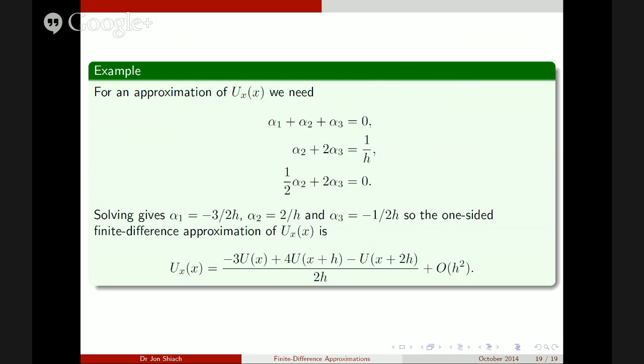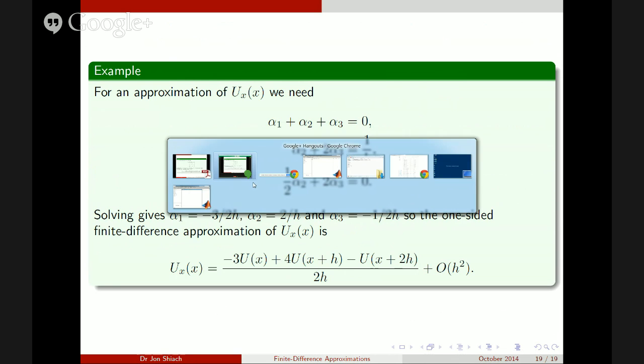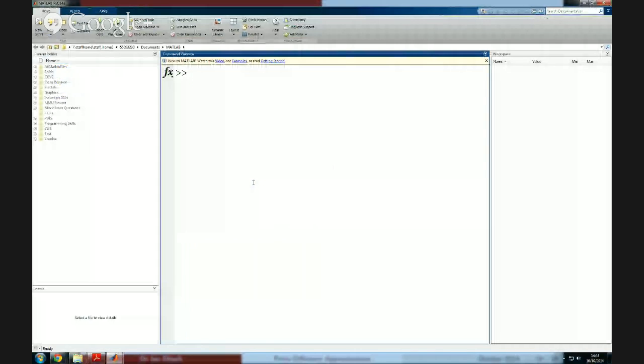Okay, so what I'm going to do now is have a look at these in a bit of a practical sense. So I'm going to switch to Matlab, which I know you all love. And I'm going to have a look at calculating these finite difference approximations of e to the x.